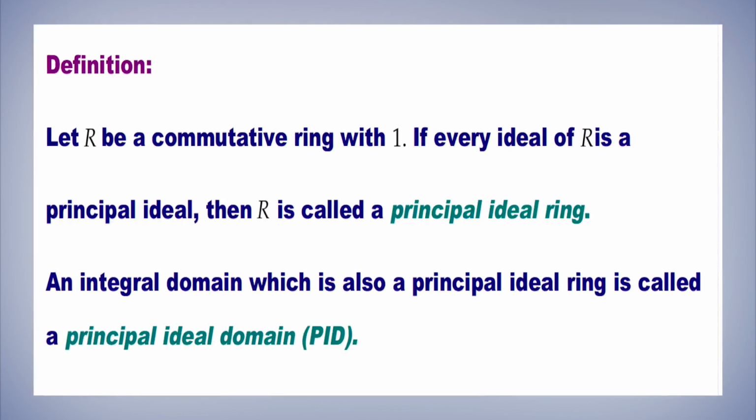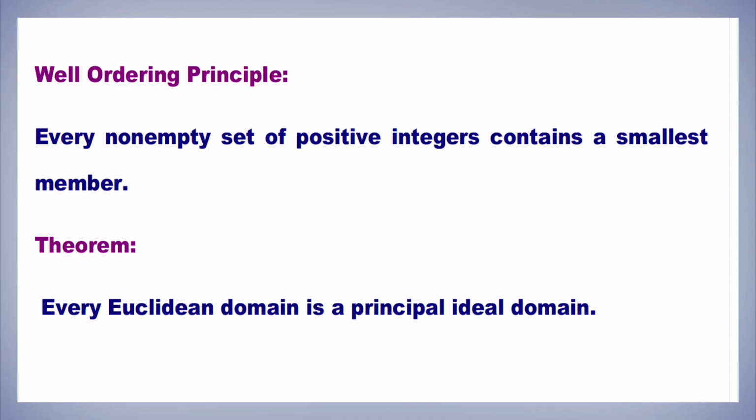Now the definition of the principal ideal domain is, let R be a commutative ring with 1. If every ideal of R is a principal ideal, then R is called a principal ideal ring. An integral domain which is also a principal ideal ring is called a principal ideal domain or PID. Before going on to the next theorem, we will have to recall the well ordering principle here. The well ordering principle is every non-empty set of positive integers contains a smallest member.